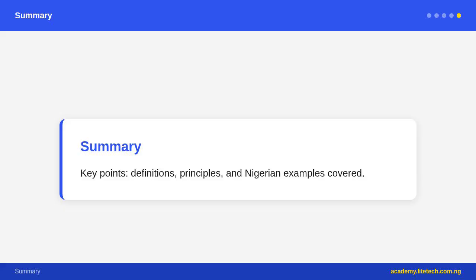WAEC questions: define value chain, trace a specific Nigerian value chain, explain value addition with examples, state constraints, suggest solutions, compare subsistence versus commercial agriculture in value chain terms, distinguish between supply chain and value chain.